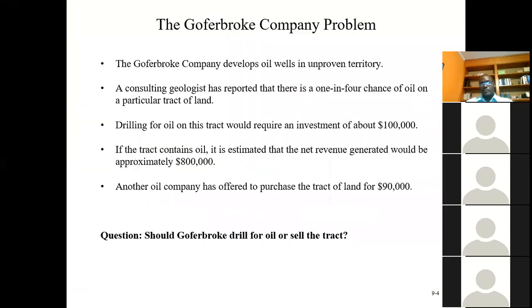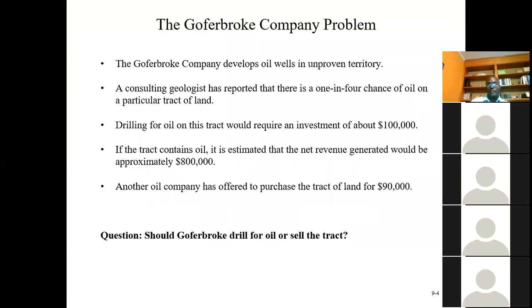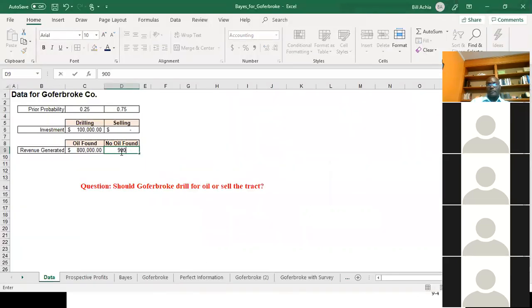Oh, that's 800,000, not 8,000. If they decide to pursue the drilling option, then they end up generating revenues of 800,000. As opposed to selling, where if they sell, the revenue generated is just the sale price of the tract of land, which we're given as 90,000.